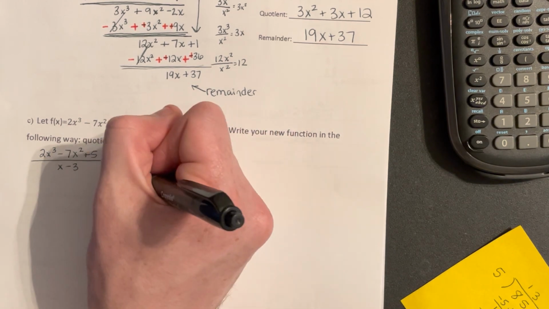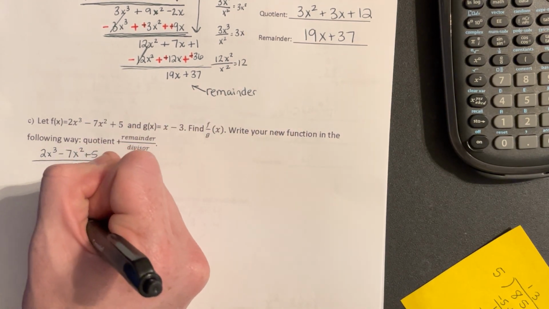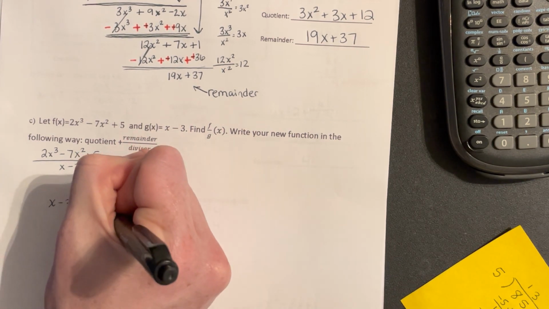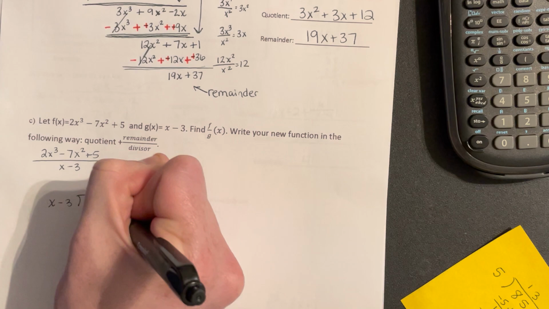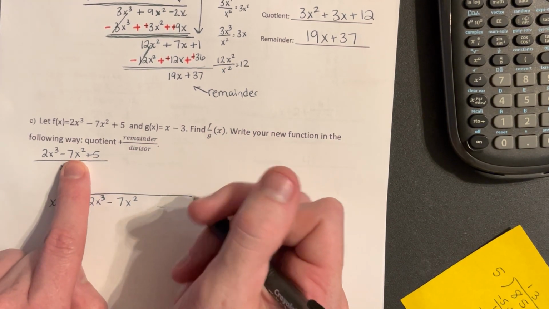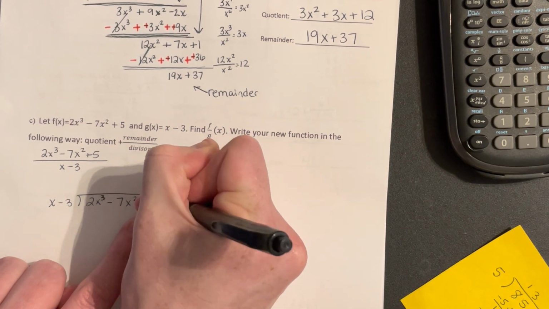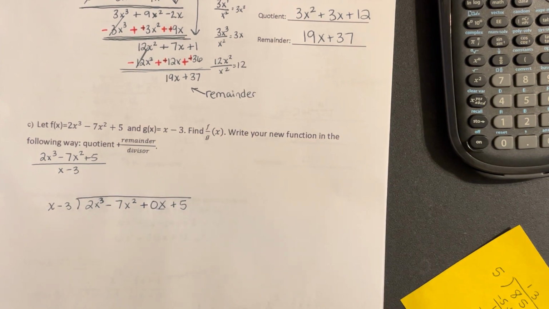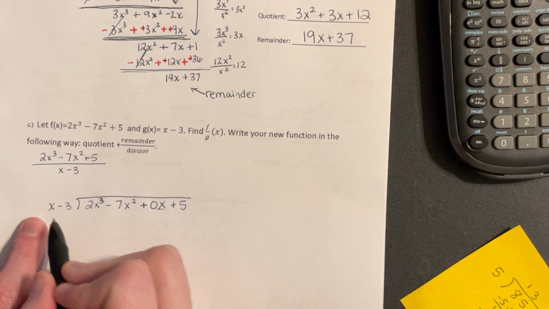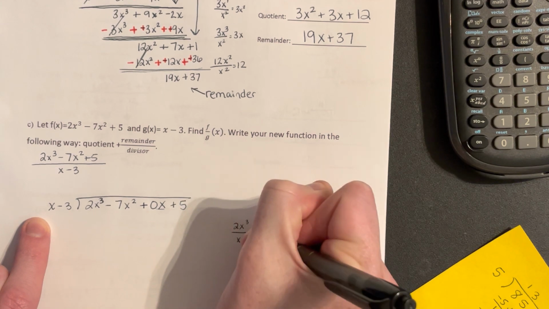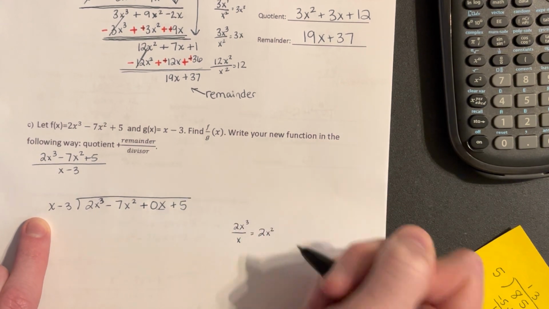And turning this into our long division would say x minus 3 is our divisor. 2x cubed minus 7x squared. And if I start writing plus 5, I'm realizing there's no x value. So this is plus 0 x's and then plus 5. All right. So 2x cubed divided by x. Let's just do our scratch work off to the side here. Not everybody's going to recommend you do this, but I think it's helpful as you're first starting to learn it.